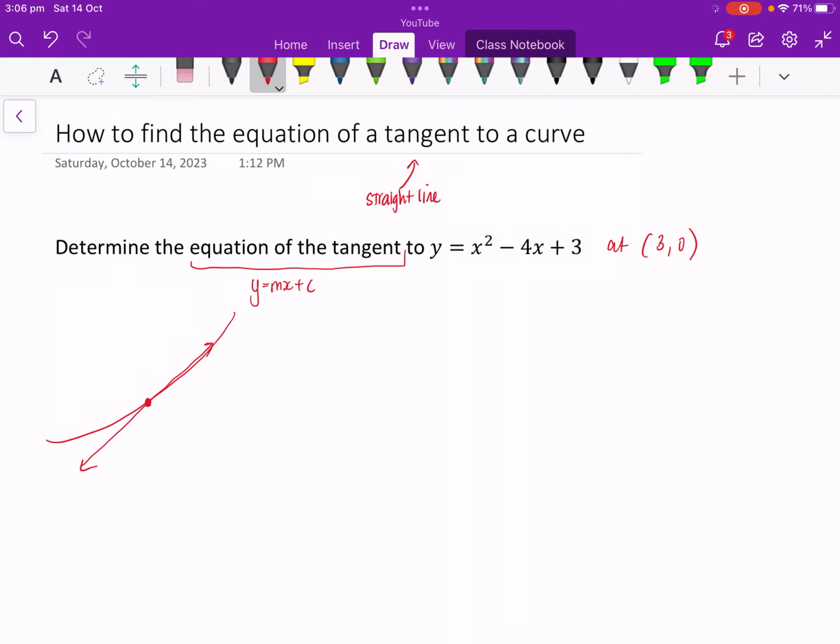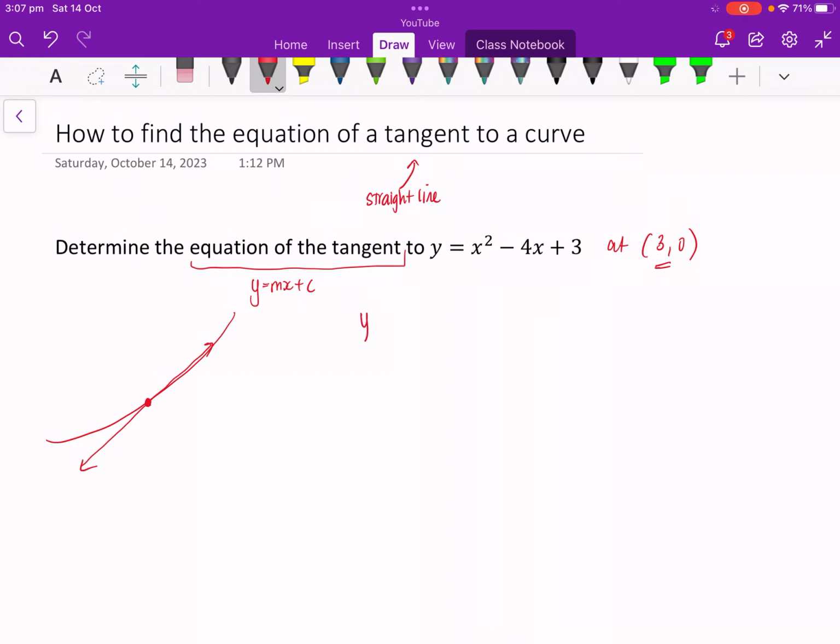So what we're going to do is find the differentiated version. I still don't really know that terminology, by the way. The differentiated answer to x squared take 4x plus 3. And then because we're given an x coordinate, nice and easy, we'll sub that into it and it'll give us a gradient. So let's do that.